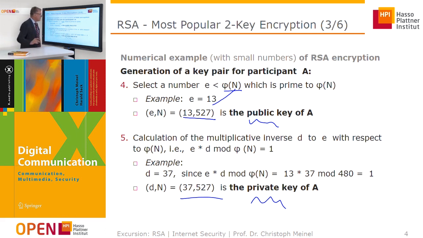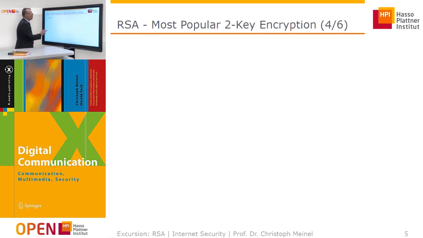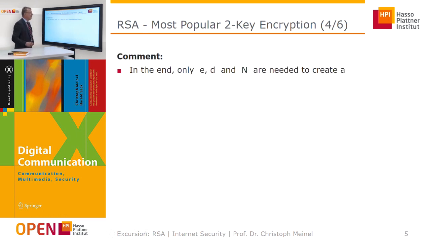To compute this multiplicative inverse becomes simple if one knows both prime factors p and q. And it's very difficult, almost impossible to compute, if the product of p and q is a very big number. So we stay here with our small numbers to understand the RSA method.